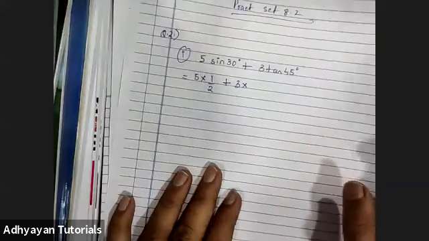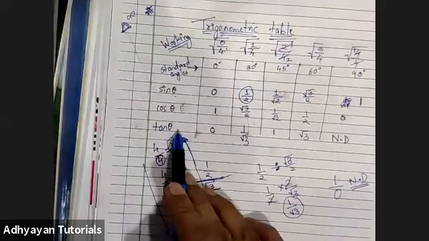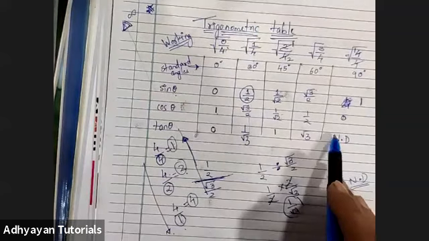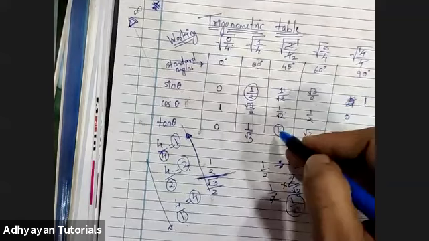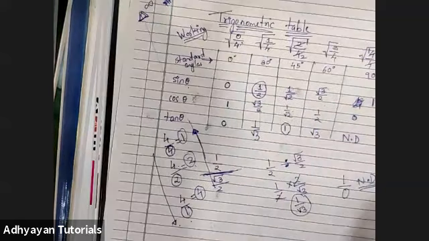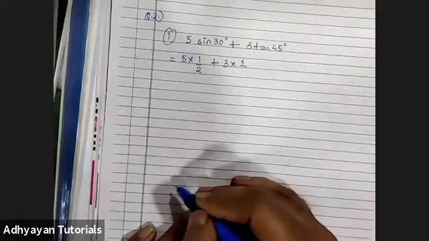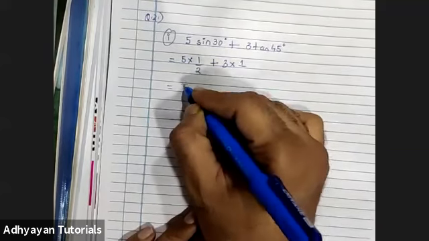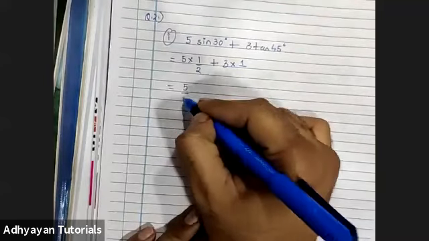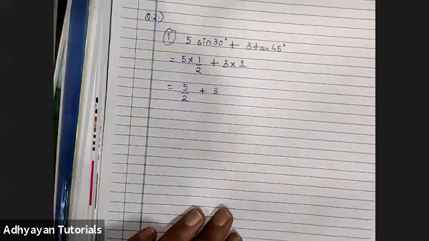Now what is the value of tan 45, children? You can see the tan theta row here, right? Tan theta row and 45 column. So the value for tan 45 is nothing but 1. So instead of tan 45, we write 1. Now 5 into 1, numerator to numerator, when we multiply those, it is 5 upon 2 plus 3 into 1, the answer is 3. Is this clear?